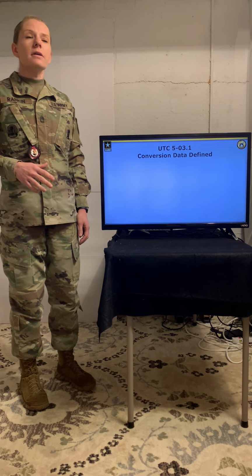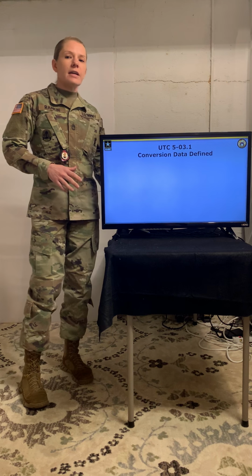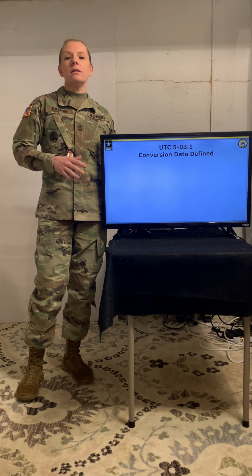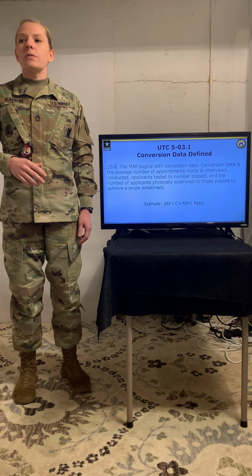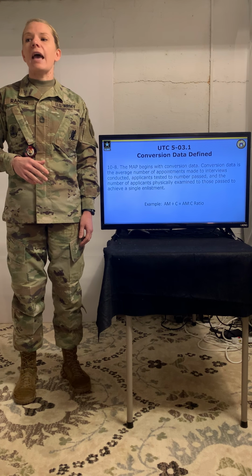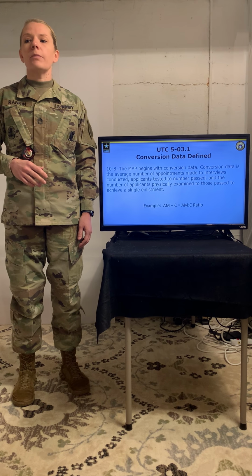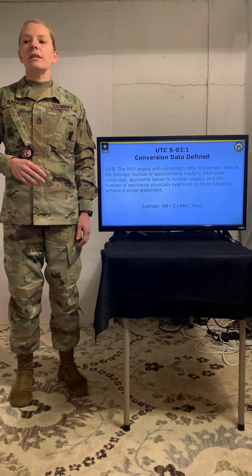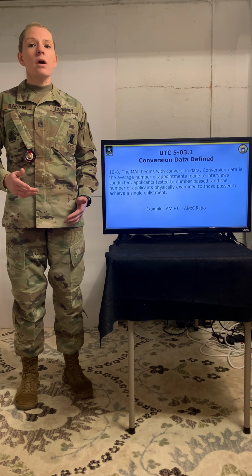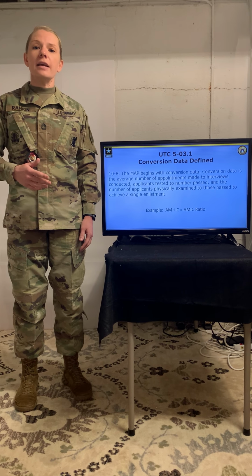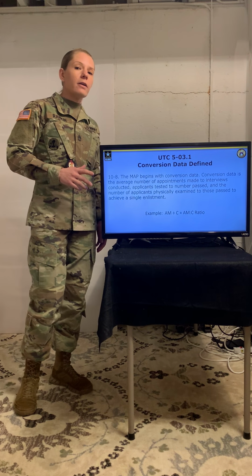First thing we need to do is find out what conversion data actually is. UTC 5-03.1 defines conversion data in 10.8. It says the map begins with conversion data. Conversion data is the average number of appointments made to interviews conducted, applicants tested to number passed, and the number of applicants physically examined to those passed to achieve a single enlistment. Essentially, what we need to do is find out how much it takes to yield one enlistment. So that's what we're doing when we're trying to find conversion data.